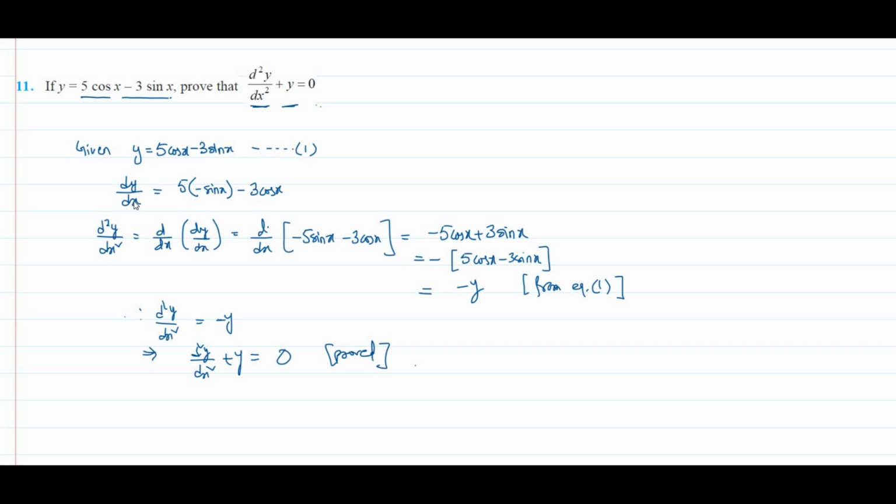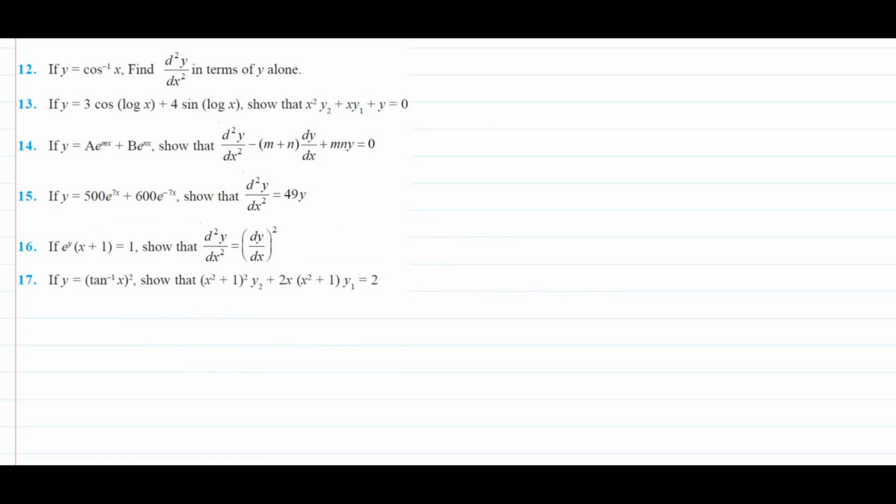Okay, so I'll not be repeating the process, and in the same way I'll be continuing from question number 12. In question number 12 we have y is equal to cos inverse of x, and we need to find d square y by dx square, the second derivative of it in terms of y alone, means there should be no other variables involved in the second derivative of it. So let us try to solve.